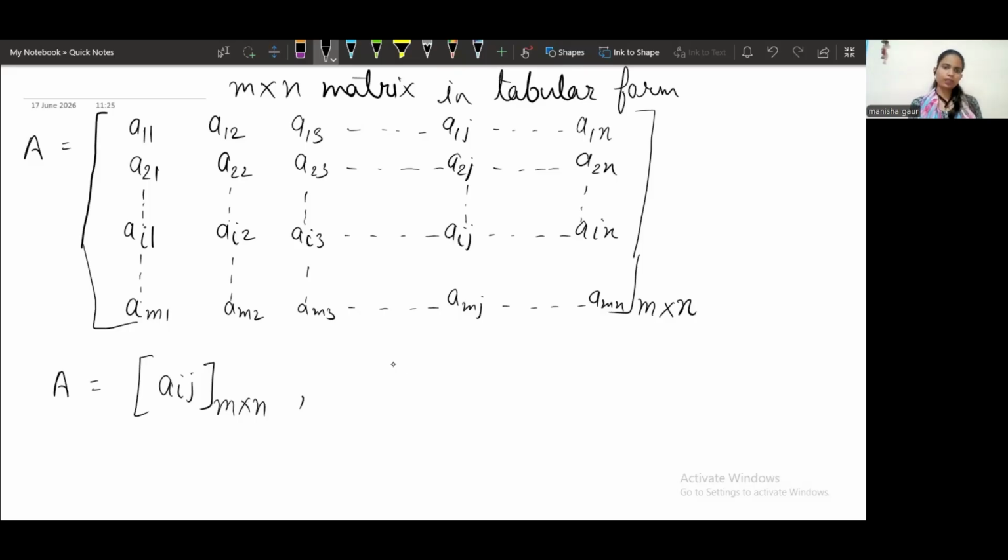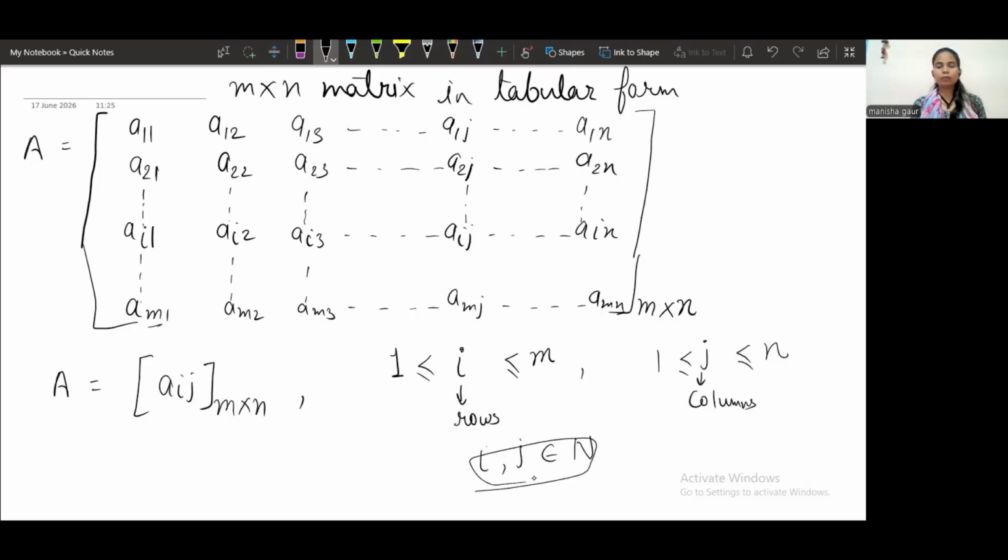Now, what are i and j? Here, i shows number of rows. If we talk about the values of i, number of rows is starting from 1. So you will write here 1. And our highest number of rows is m. So you will write m. That means the number of rows will vary between 1 and m. Similarly, j shows number of columns, the minimum value of j is 1 and the highest value of j is n. Here i and j will always belong to N. It will always be natural numbers.